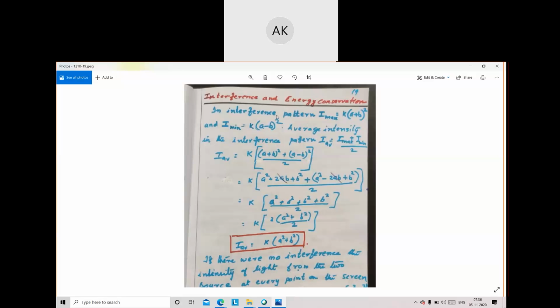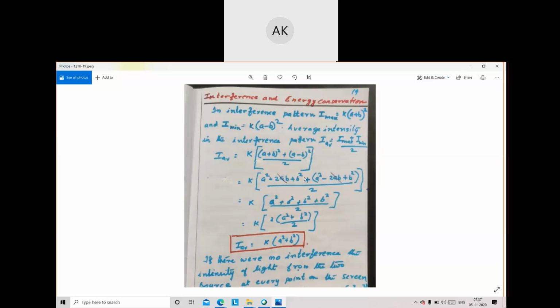In the interference pattern, what is the maximum intensity we got? I max equal to K into (A plus B) whole square. And I minimum equal to K into (A minus B) whole square. This we have derived. What is the average of these? Take the average: add these two, divide by 2. So we add (A plus B) whole square, which is A square plus 2AB plus B square, and (A minus B) whole square, which is A square minus 2AB plus B square.